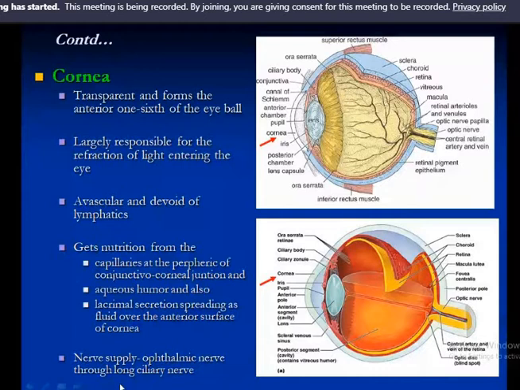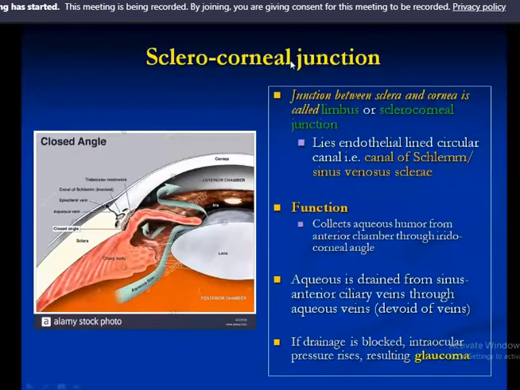Now the next important thing which you have to remember is the sclerocorneal junction. This one is very important for your spotter. Okay. So we have the sclerocorneal junction. This one is the cornea, this one is the sclera. So over here we have the sclerocorneal junction.